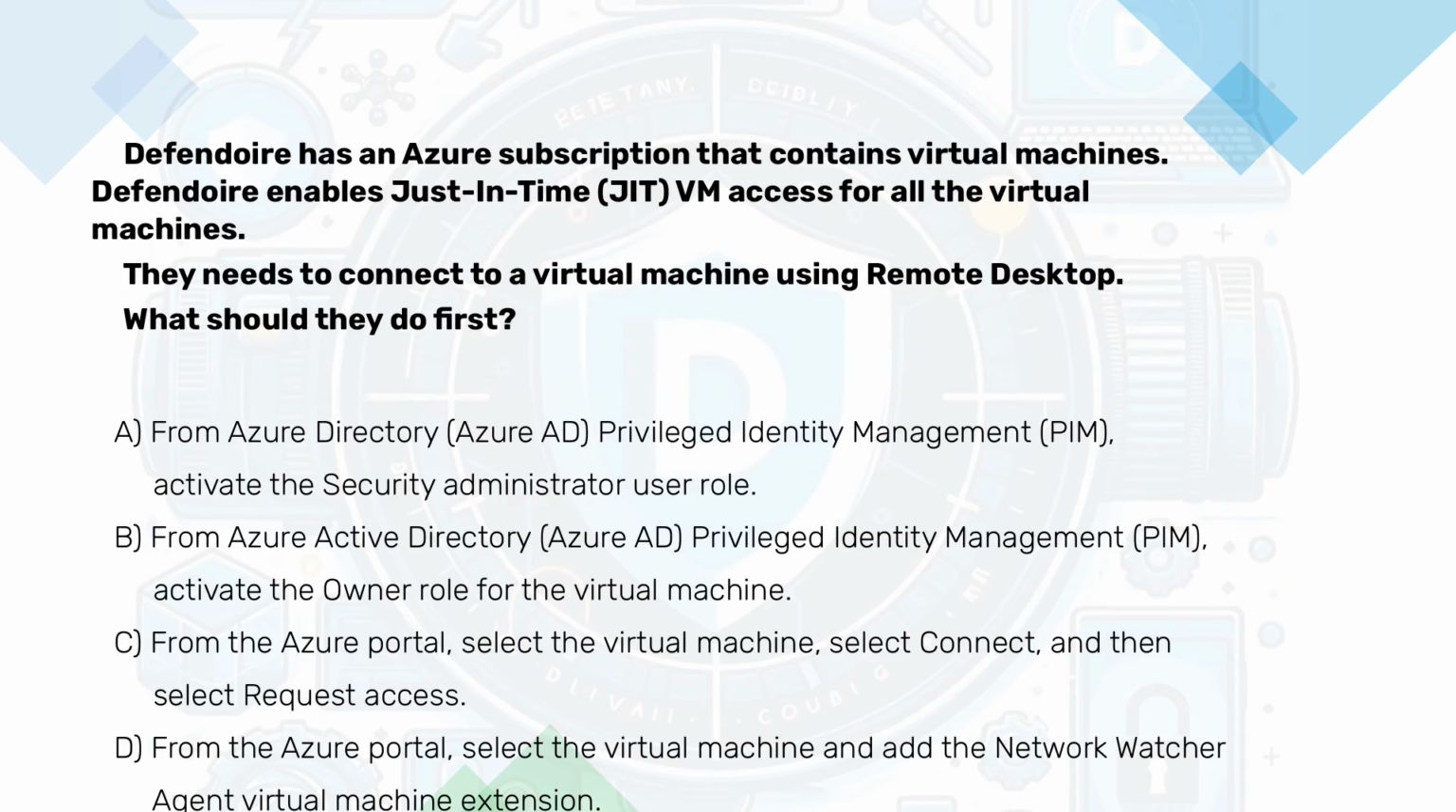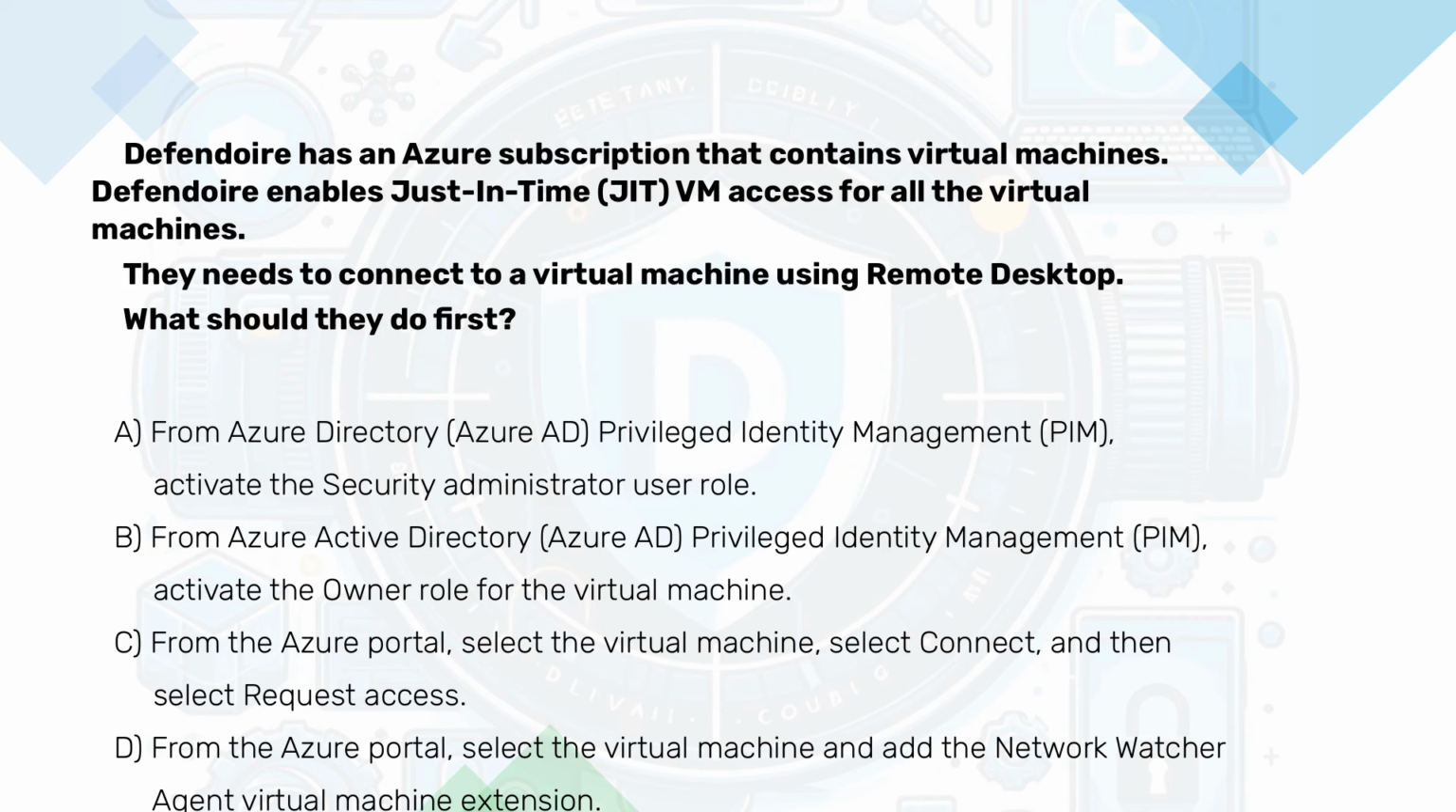We have an Azure subscription that contains virtual machines. We enable just-in-time VM access for all the virtual machines. We need to connect to a virtual machine using Remote Desktop. What should we do first?